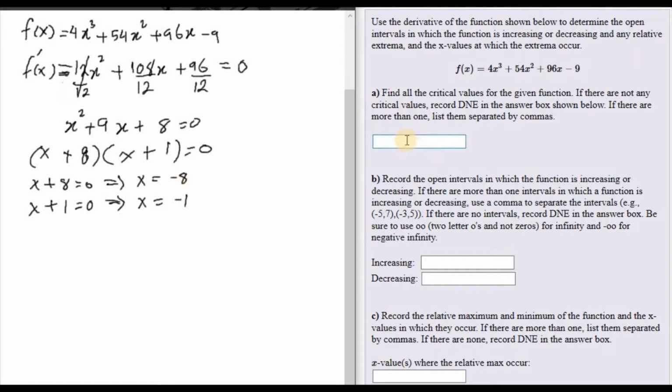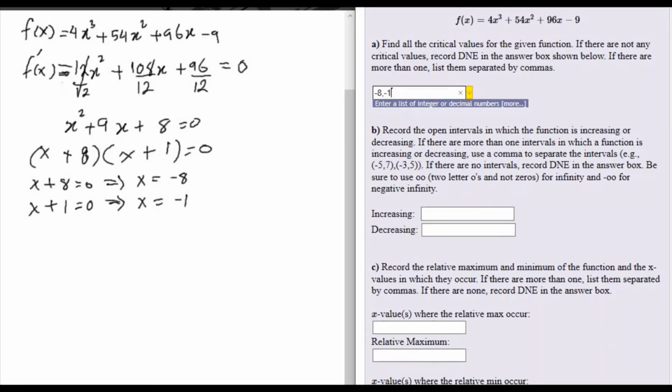I'm going to put them into my question, and I'm going to separate them with commas. -8, comma, -1. The second part of the question is asking about the open intervals on which the function is increasing and decreasing. In order to determine that, I'm going to plug the critical values on a number line to determine how many intervals I will need to test.